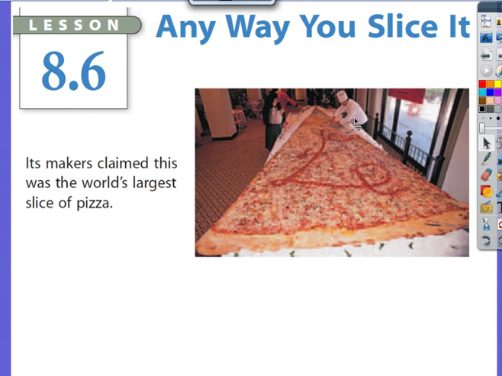Today we're going to be working on finding the area of sectors of circles and other equations for areas of circles. And I can't imagine a better way to start off than with a slide of a huge, delightfully disgusting looking pizza.